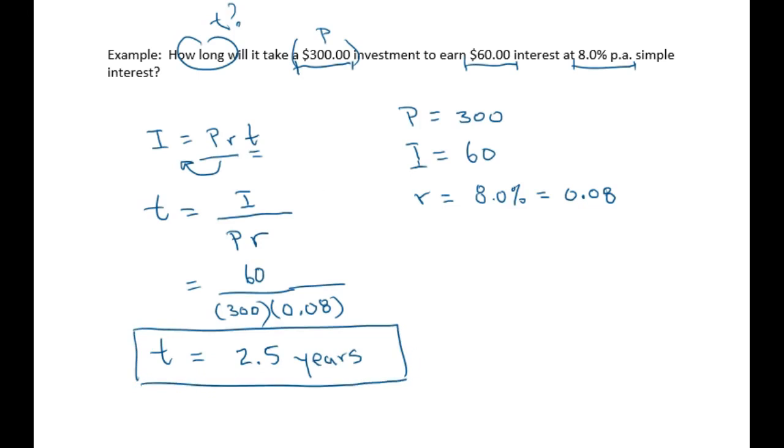So you can do the same thing if you want to look for rate, or if you want to look for principal, if you're given the other values. So the other versions of this formula would be that rate is equal to I divided by PT, or if you wanted to find principal, that would be I divided by RT. So again, you can utilize these manipulated formulas if you need to solve given an interest value.